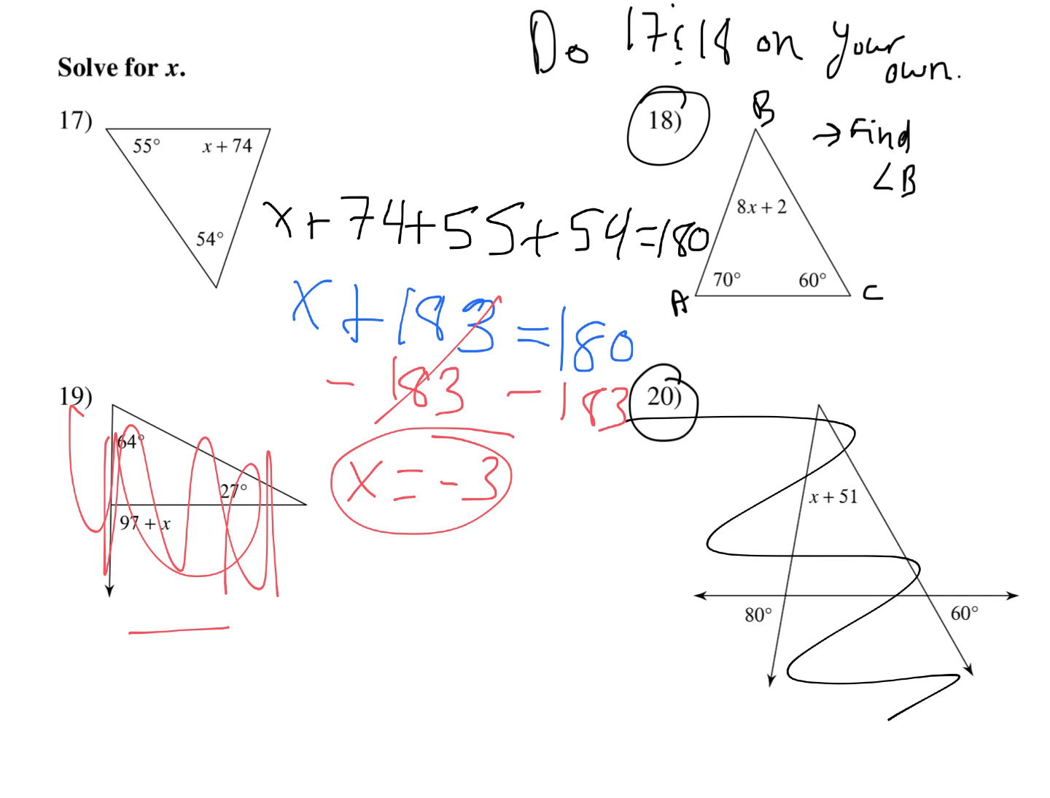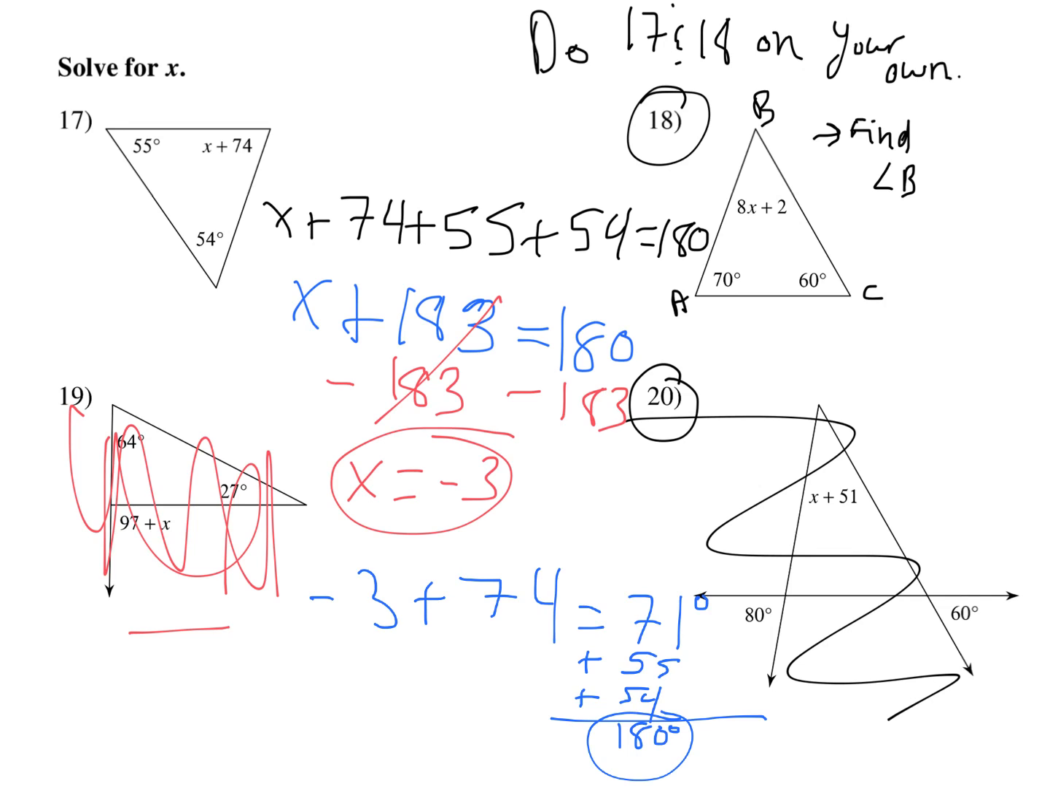And now, the way we can check this: you have x plus 74, you can factor back in x, so we would do negative 3 plus 74, which would be 71 degrees, and then we can just add 55 plus 54. So 71 plus 55 plus 54 equals 180. So if it comes out when you factor it back in and it equals 180, then you're good, because that's what the triangle should equal. So you can do number 18 on your own. I'm going to put the answer for number 18 on.